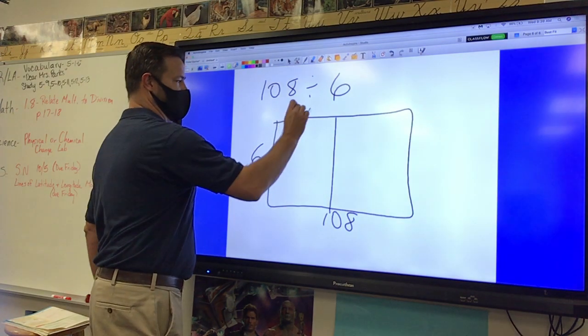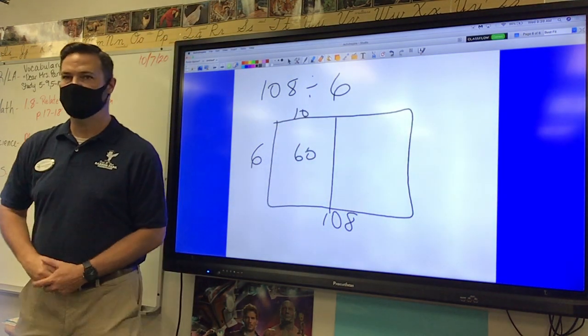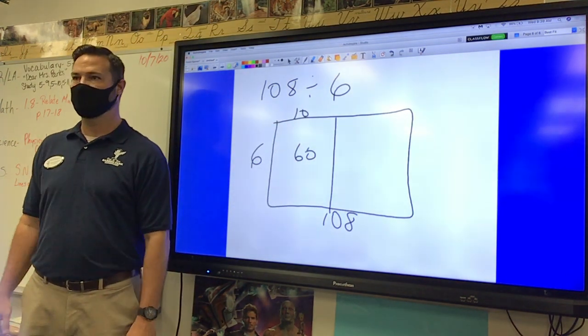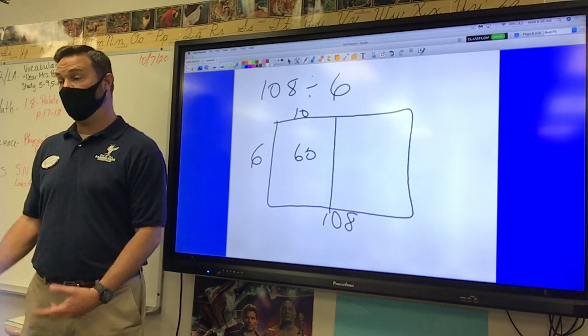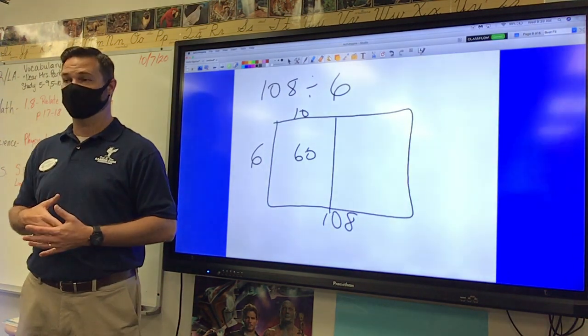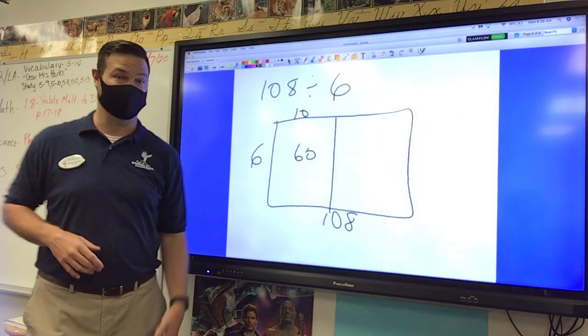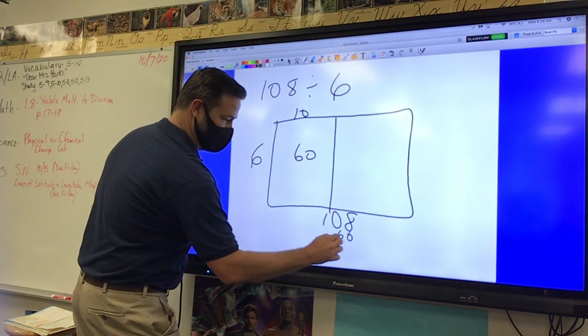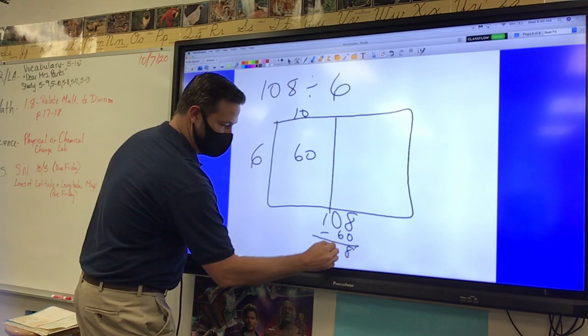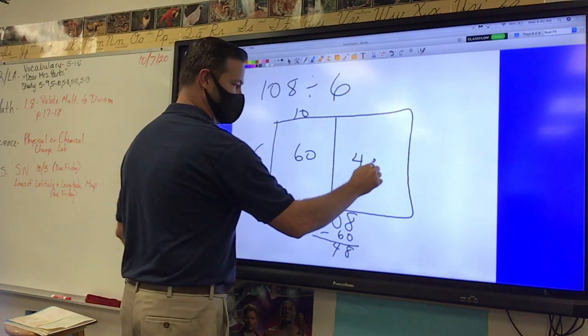60, right? One group of 10 is 60. Do I have another group of 10? Yes. Some of you are going to say yes. No. How can you find out to be for sure, for sure? Subtract, right? So if I subtract this, I get 48. So that's how much is left, right?